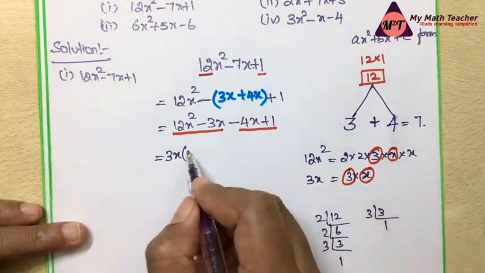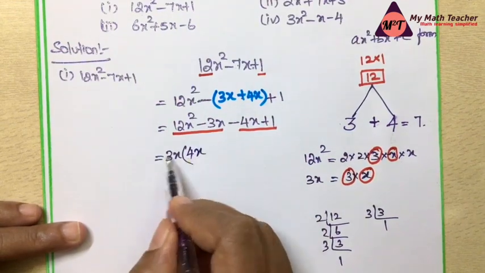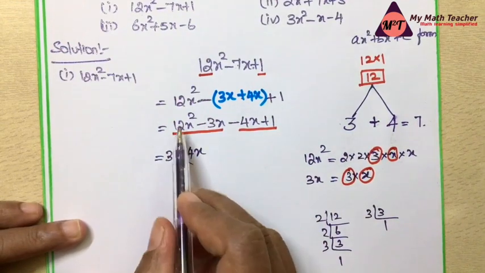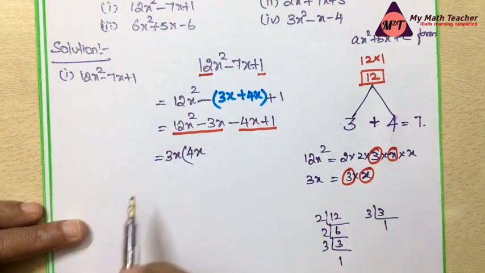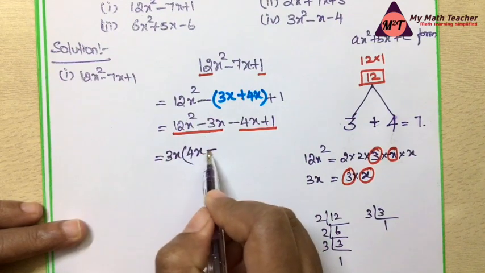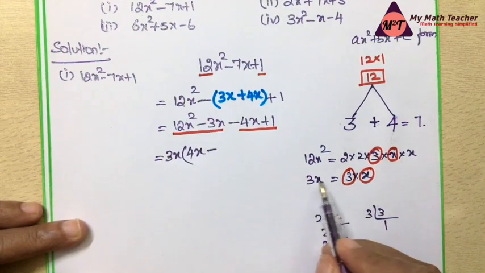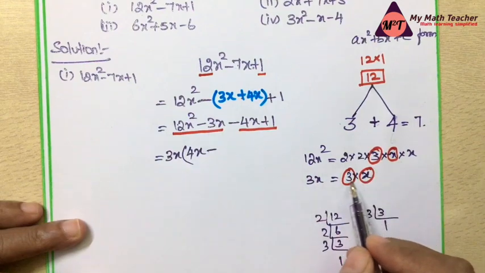Into x, that is 4x. You can always multiply and check your answer. 3 4s are 12, x into x is x square. The symbol is minus here. Okay, I have removed from 3x, I have taken the entire 3x.